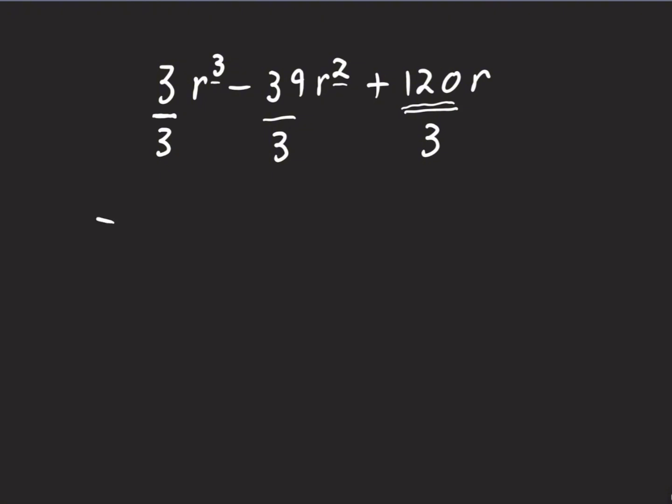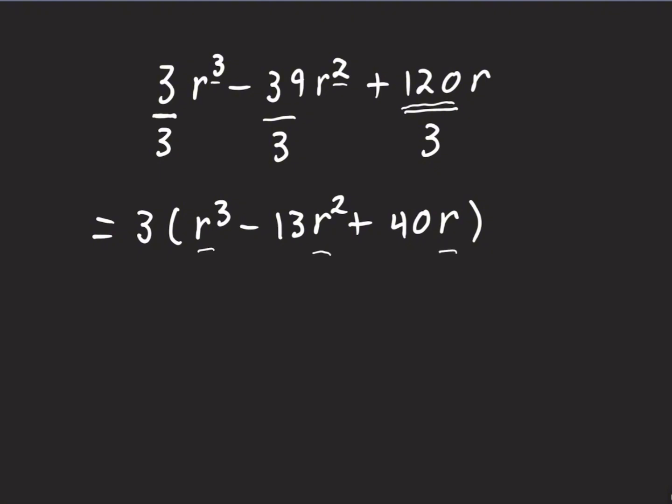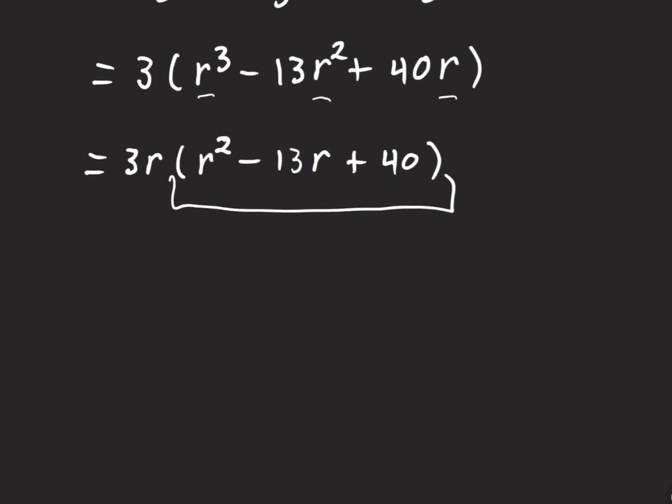Right? If we divide all of these by 3, we will get 3 bracket r cubed minus 13r squared plus 40r. Now, each of these still have an r in them, right? At least one r, meaning we can factor out an r from all of these as well. So now we're going to look like 3r bracket r squared minus 13r plus 40. Now, this right here inside the bracket looks a lot more like a simple trinomial.